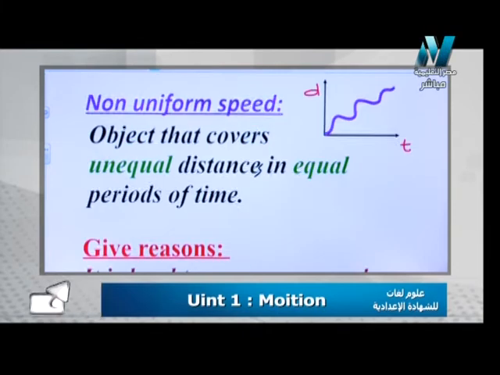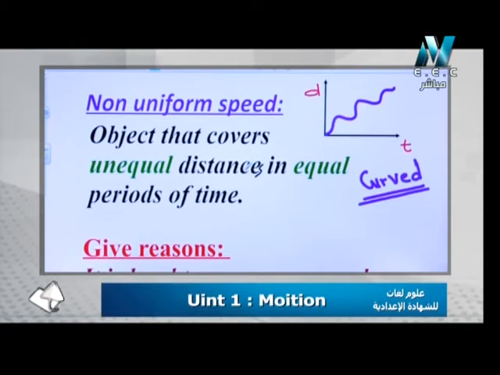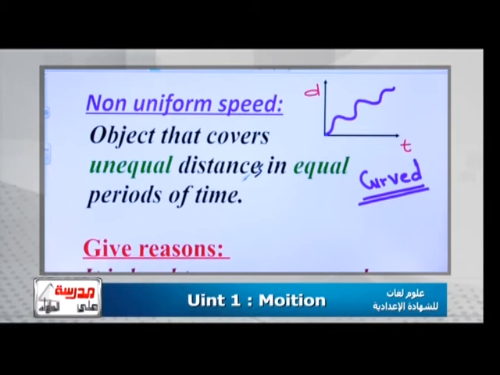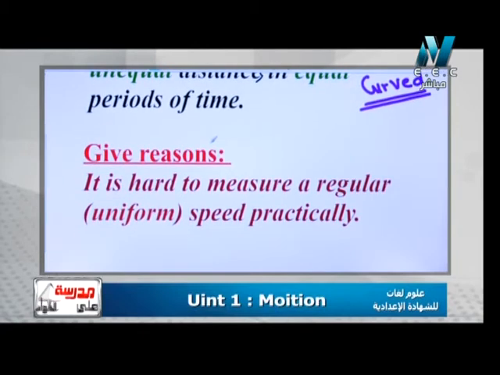But here we have what? We have a curved line or zigzag line, خط منحني, not straight. Curved line because the object covers unequal distances in equal periods of time. And here we have a give reason for question. Give reason, and anybody has been exposed to this question, we all faced this question in our lives.